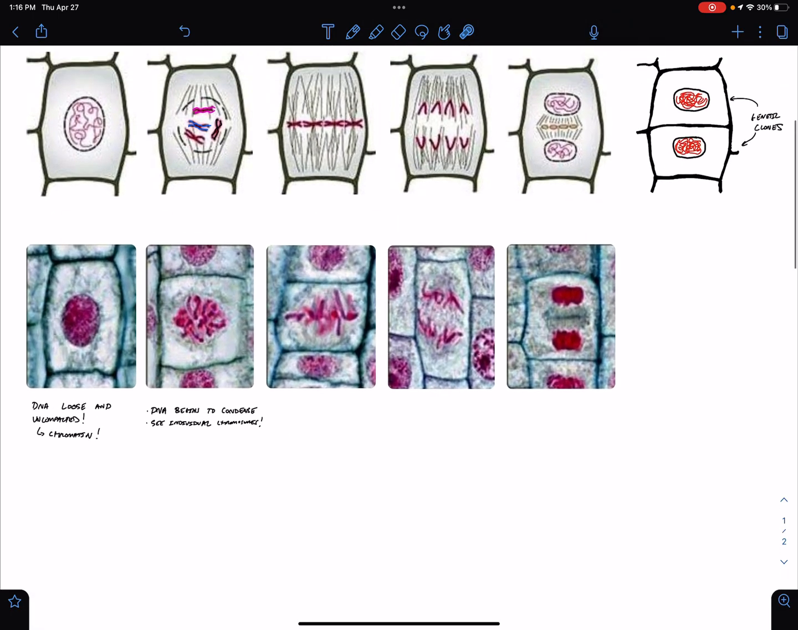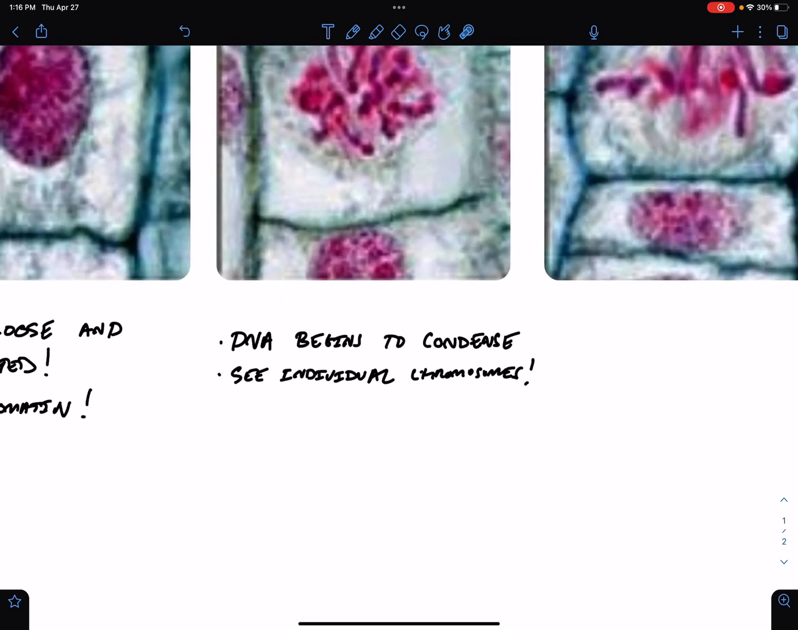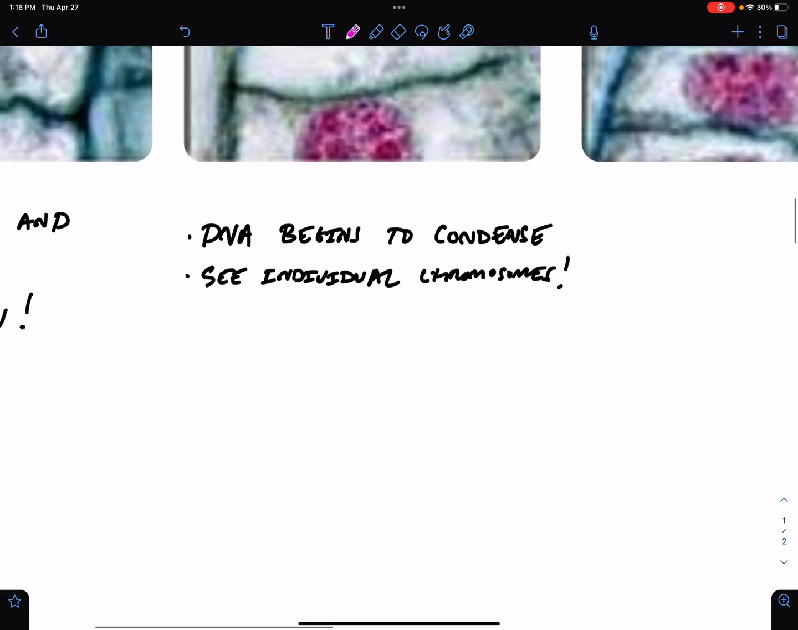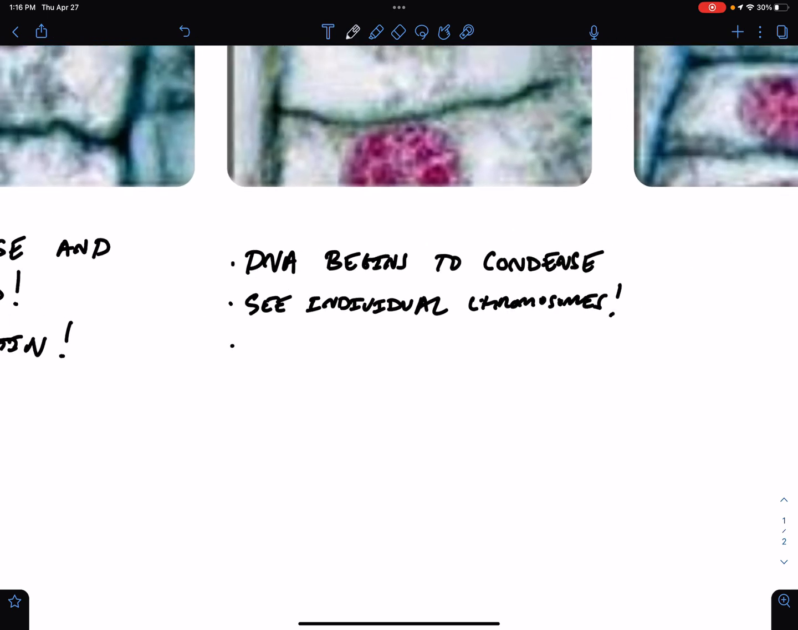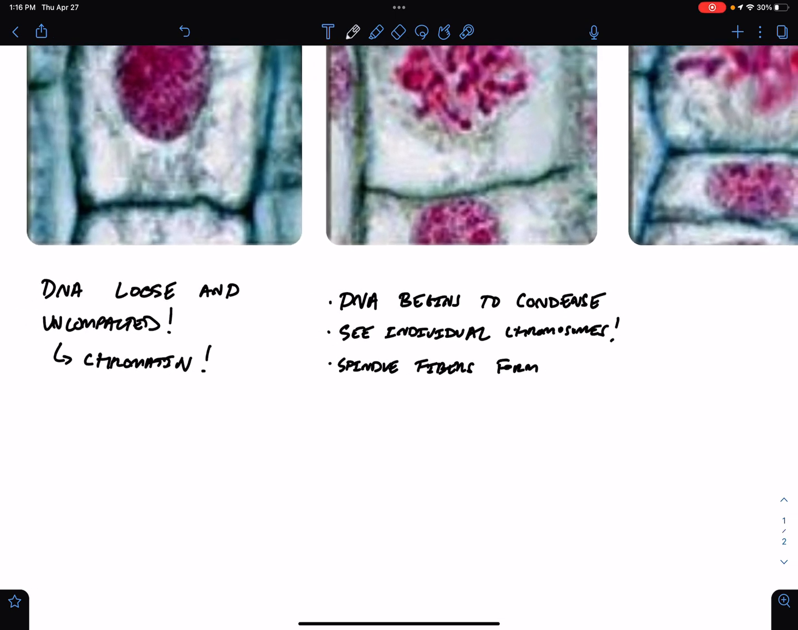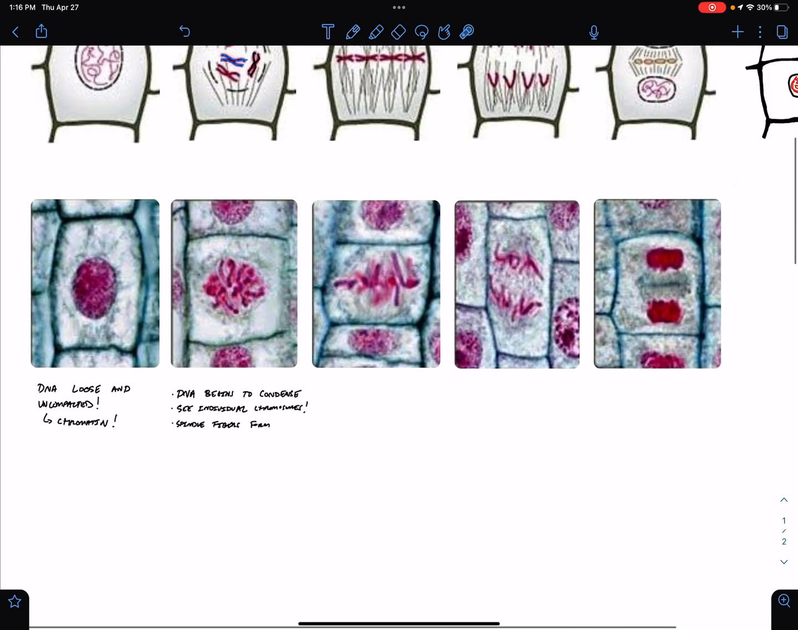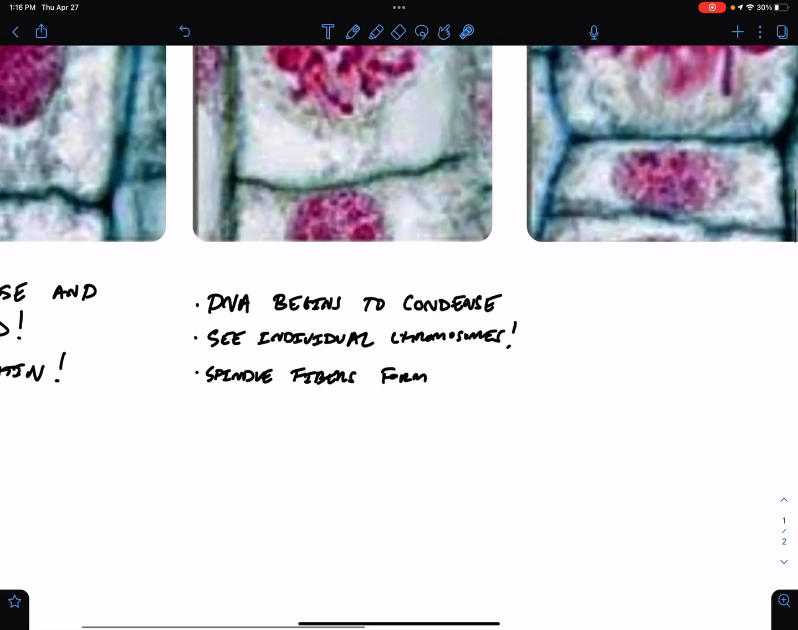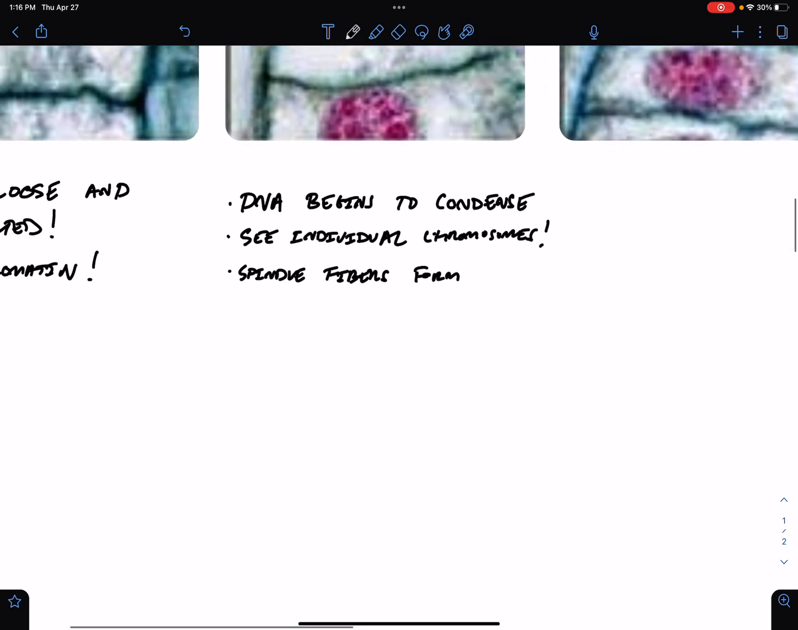So the chromosomes start to condense, and then something that you can't see in the pictures but is drawn into the drawing images is that the spindle fibers begin to form. The spindle fibers are composed of the cytoskeleton, specifically microtubules. And they're going to be responsible for pulling the chromosomes apart later on. And the last thing that happens in this phase is the nuclear membrane begins to dissolve.